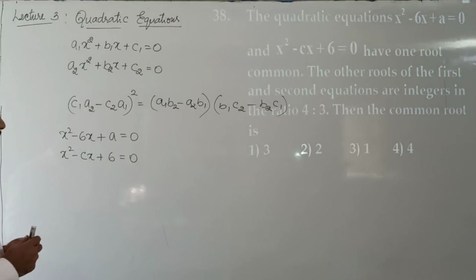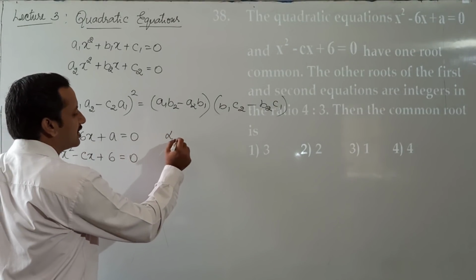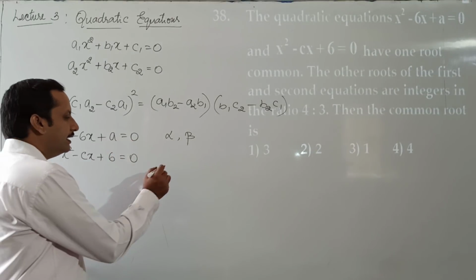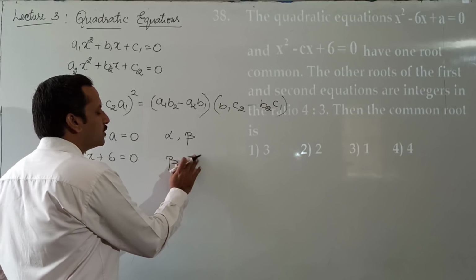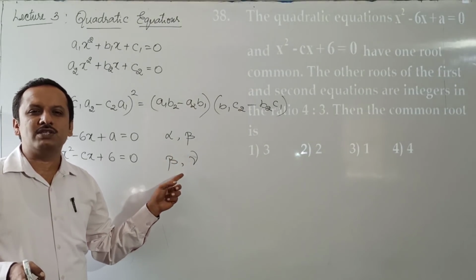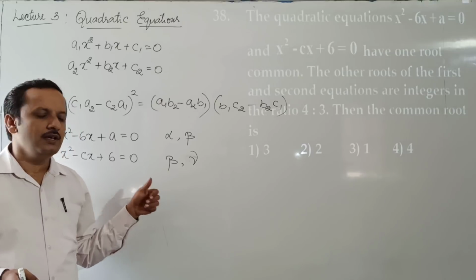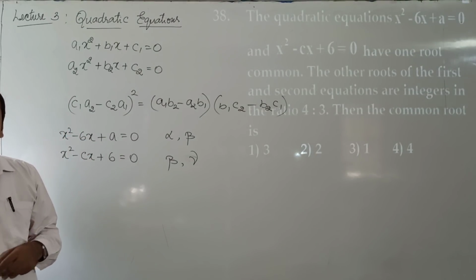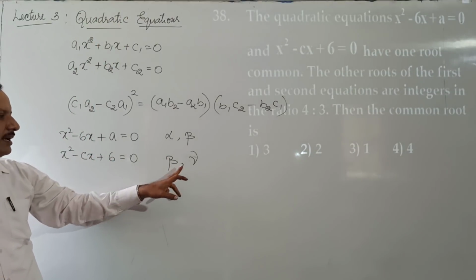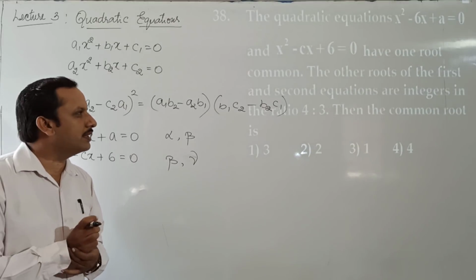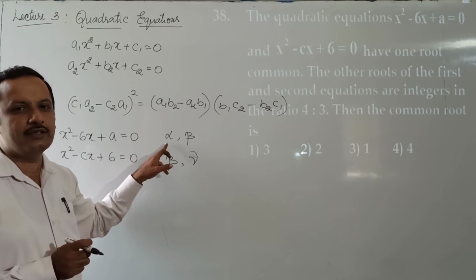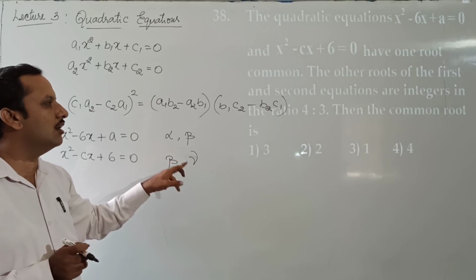First I will say let the roots of the first equation be alpha and beta. Then I take beta and gamma as the roots of the second equation, because one root is common and let that be beta. The first equation has two roots, alpha and beta. The second equation also has two roots, and one root is common to the first equation, so I have taken beta and gamma. Now what they have given is that the other roots of the first and second equations are integers which are in the ratio 4:3.